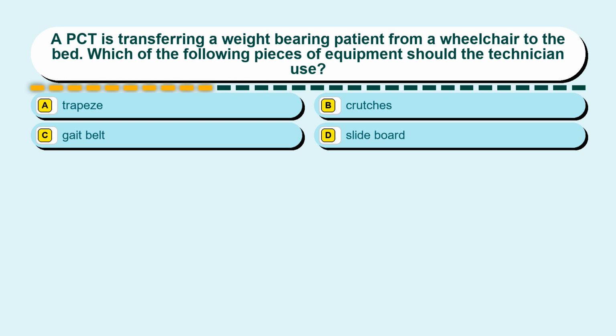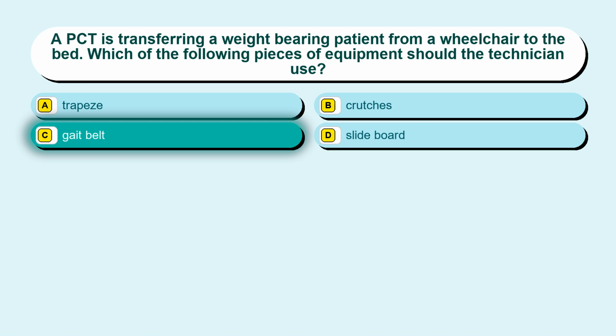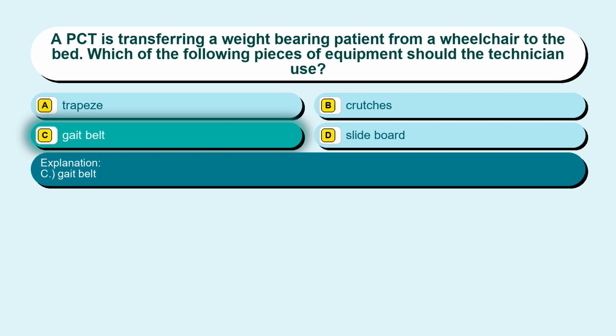Option A, trapeze. Option B, crutches. Option C, gait belt. Option D, slide board. The correct answer is option C, gait belt. Question 73.